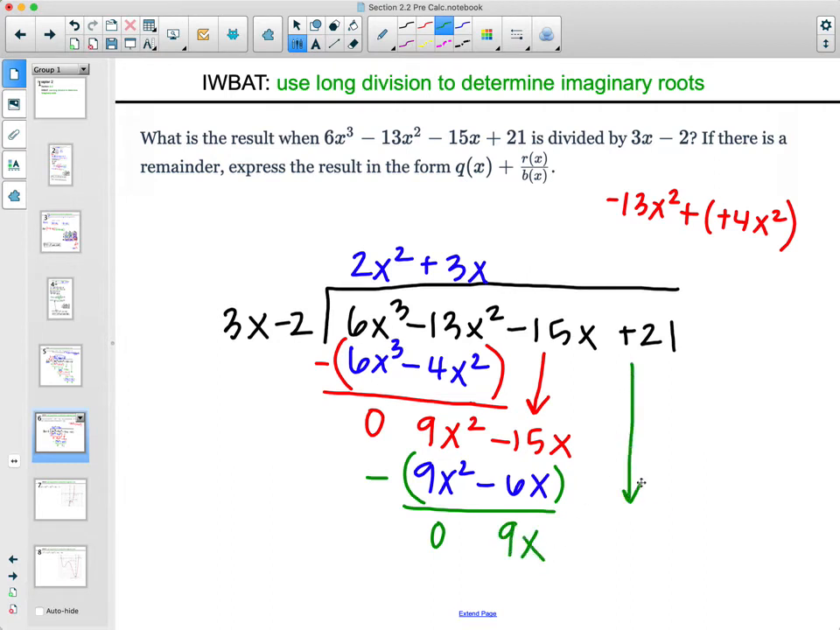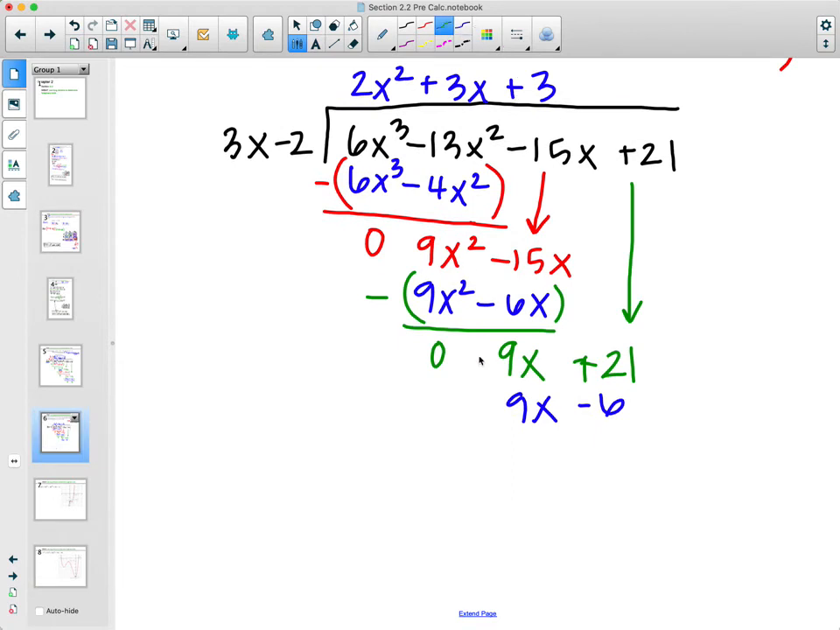And then carry down your final term of plus 21. And then do your last one. So what times 3x gives you 9x? So 3. 3 times 3x is 9x. 3 times negative 2 is negative 6. And then you'll subtract. So you get 0. 21 minus negative 6 is 27, and we have no more terms left.